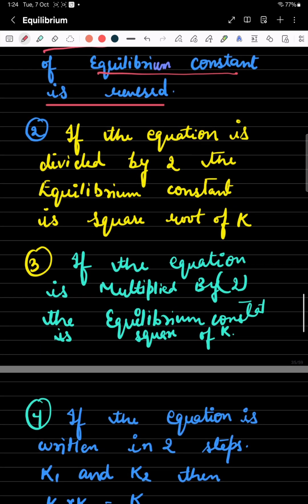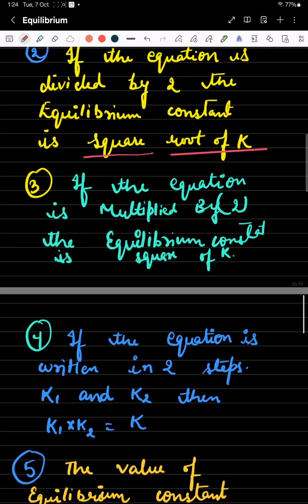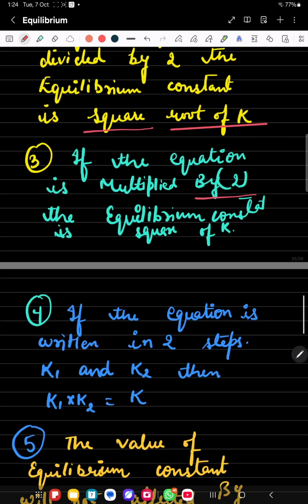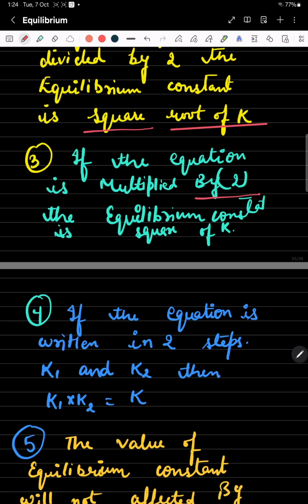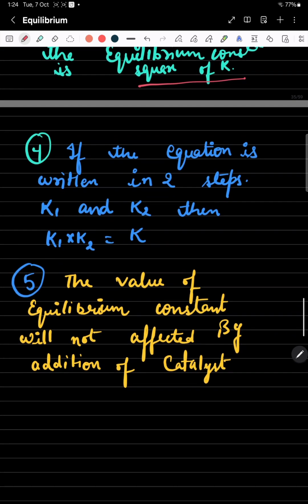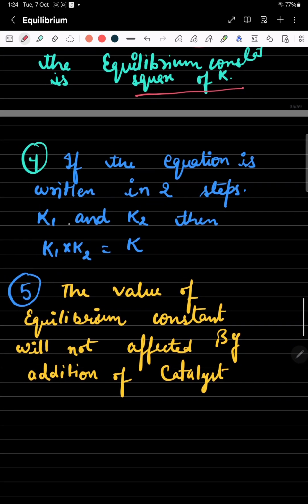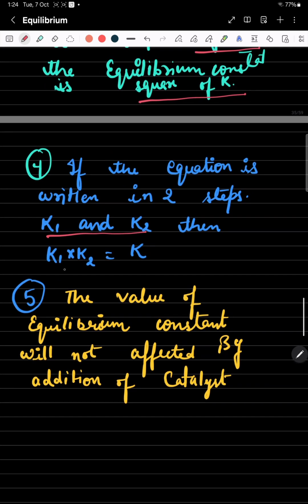If the equation is divided by 2, the equilibrium constant is the square root of K. You have divided the equation by 2, so now the equilibrium constant value would become the square root of K. If the equation is multiplied by 2, the equilibrium constant is the square of K. Simply the square of K would be the equilibrium constant. If the equation is written in two steps like K1 and K2, then K1 times K2 equals K.